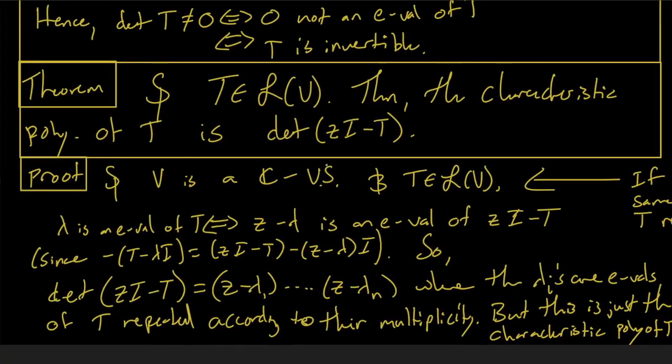So the characteristic polynomial can be derived from the determinant, and the determinant can be derived from the characteristic polynomial's roots. It's actually pretty cool. Okay, now let's hook the determinant and the trace together.